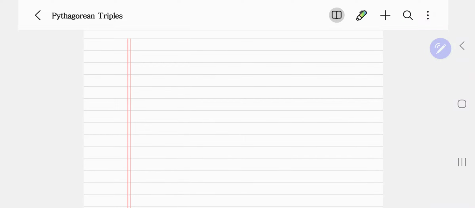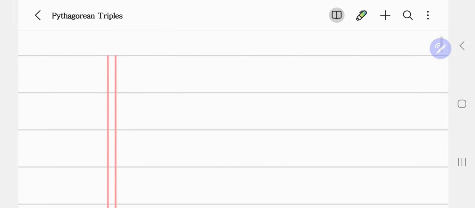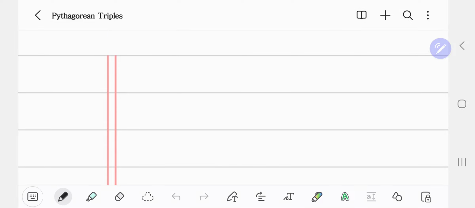Hello everyone, today we're going to be going over Pythagorean triples. In this particular problem we're supposed to find Pythagorean triples of the form 16, y, and z.